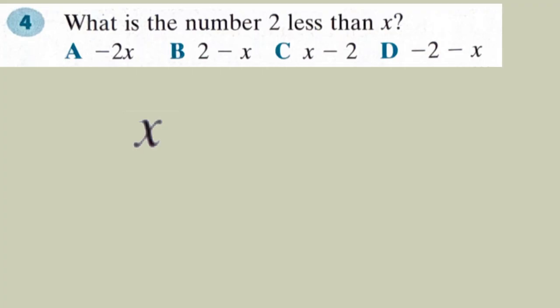What is the number 2 less than x? Well, x is just a variable. It may mean anything. It's just a letter. If you want a number which is going to be 2 less, then you're going to subtract 2 from x. And if we subtract 2 from x, we need to write take away 2. Or you can say take 2 away, or -2. And so it's obvious that it's just going to be C.